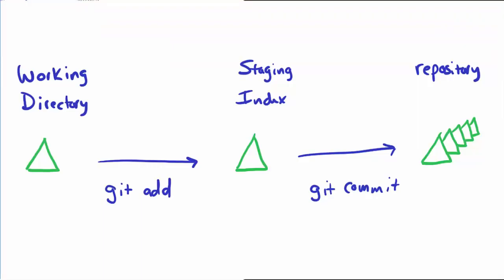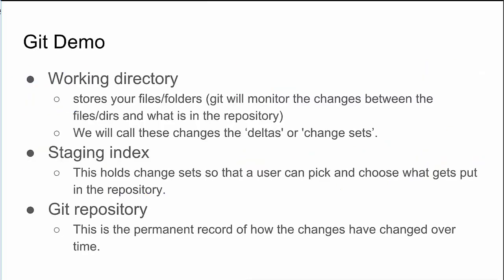So Git is different from some other version control systems in that it has this staging index, or a staging area, that's used to hold changes before they're committed. Now changes move from the working directory to the staging index, and then finally to the repository. So to recap, we have this idea of a working directory. This stores your files and folders. And when asked, Git can compare what's in the working directory with what's in the repository and generate a group of changes. We call these changes the deltas or the change sets.